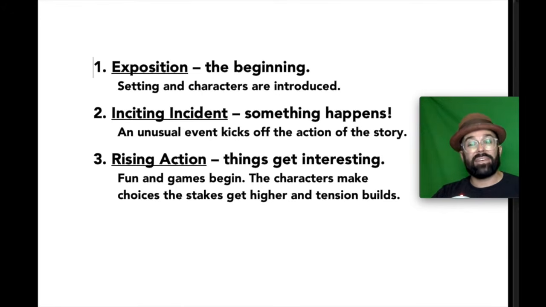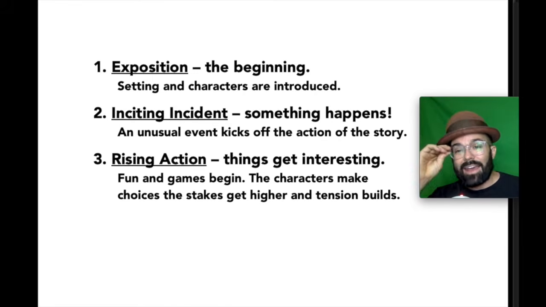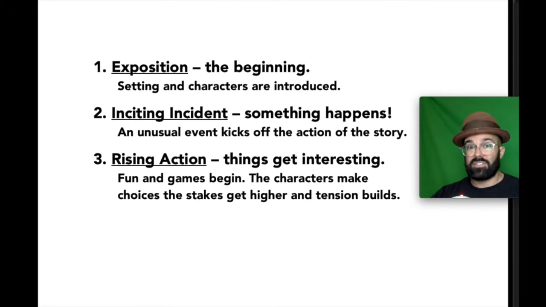Exposition. This is the beginning of the story, and this is a very important part of the story where the setting and the characters are introduced. The exposition is where we find out the who of the story, the where of the story, and maybe a little bit about the what of the story. We need all of this information to be able to understand what's going to happen in the story. And this is all set up in the exposition at the beginning.